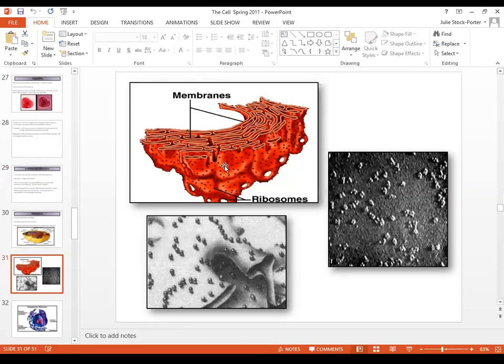Now it's the ribosomes that actually assemble the proteins. So these ribosomes are these little things all over the rough endoplasmic reticulum that will actually take amino acids and create proteins out of them. So the rough endoplasmic reticulum, site of protein synthesis, these little dots are the ribosomes. They are the ones who actually assemble proteins.